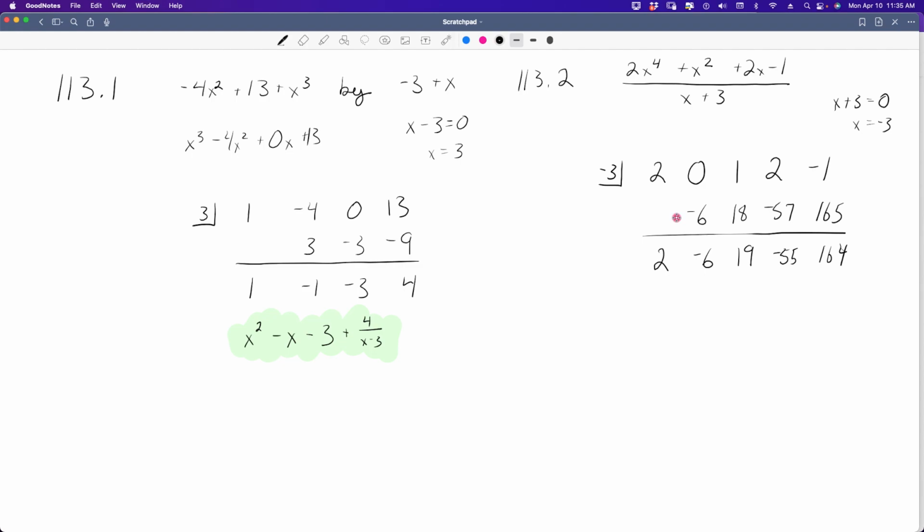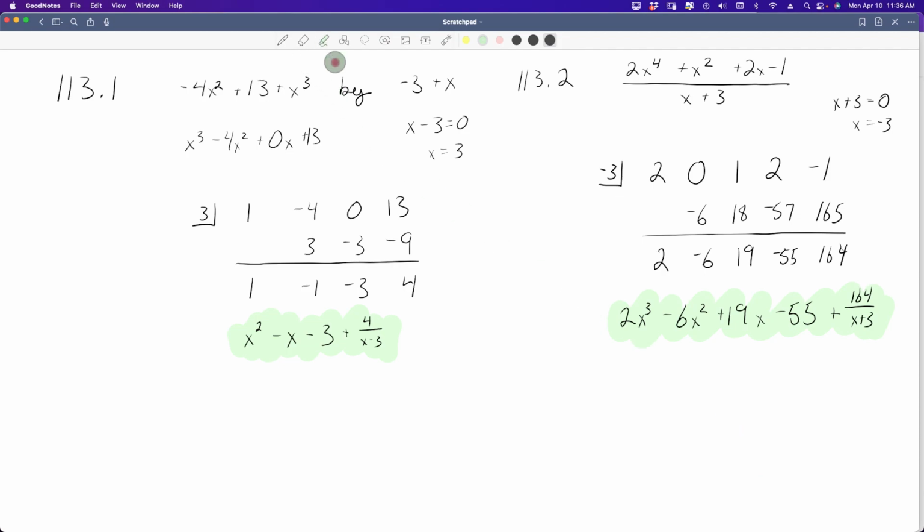So now we just go 1 degree less than we started. 2x cubed minus 6x squared plus 19x minus 55 plus 164 over x plus 3. And that is our answer.